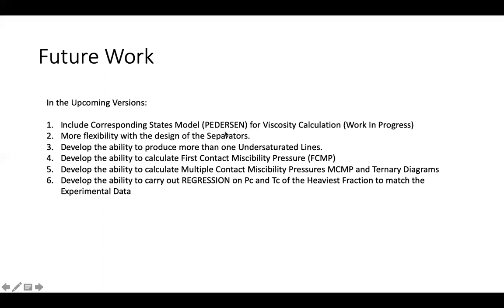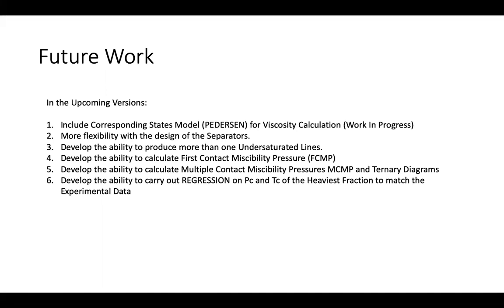At the moment I'm using LBC, but Pedersen is a better one to use, but it's a bit repetitive to model. So I'm working on that. And I want to make separators more modular, to be able to add as many stages as possible and to be able to control how the liquid from stage 1 goes into the next stage, or how the vapor from one stage goes into the next stage. So at the moment, it's simply 2 stages, and first stage liquid goes into the second stage, and the vapor from the 2 stages basically goes to 14.7 psi and 60 degrees Fahrenheit, as it were.